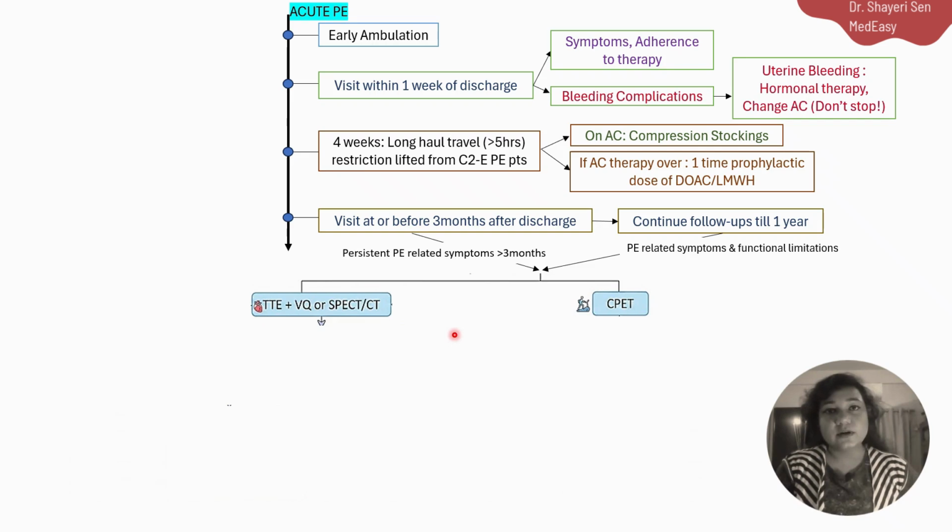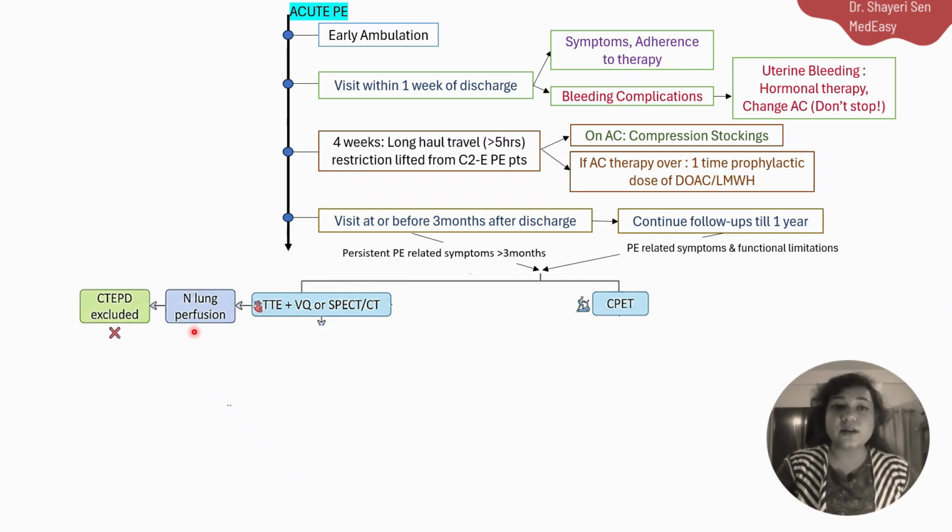CTEPD stands for chronic thromboembolic pulmonary disease. Now we can either go for a CPET first or a transthoracic echo plus a VQ scan first. I'm going to discuss this part first. This guideline emphasizes doing both a transthoracic echo as well as a VQ scan, not just an echo, right? And if the VQ scan shows a normal lung perfusion, we can exclude CTEPD. We do not need the transthoracic echo.